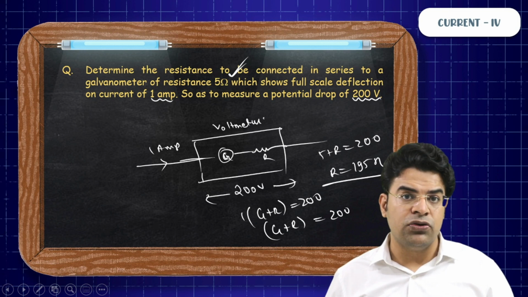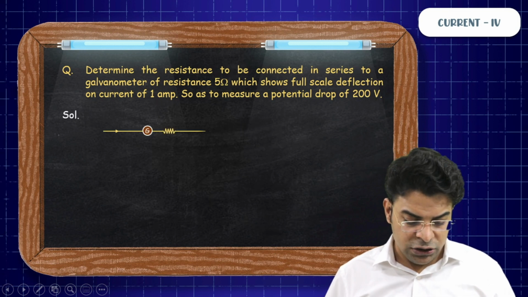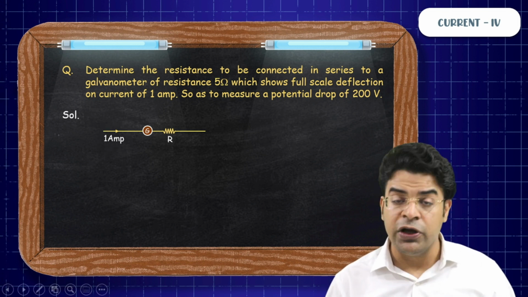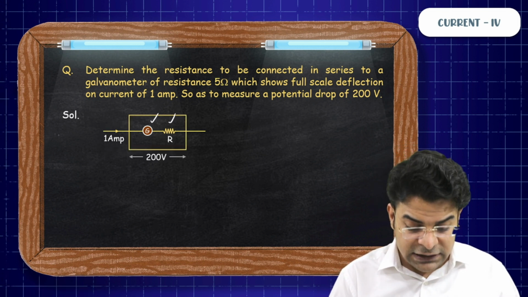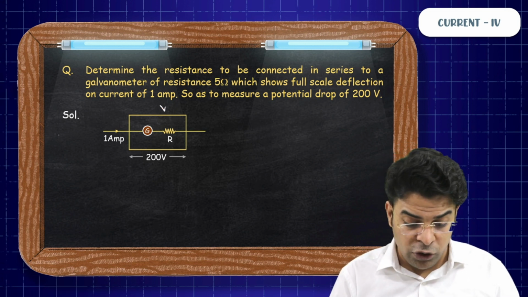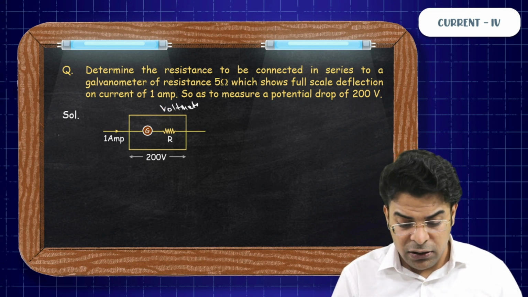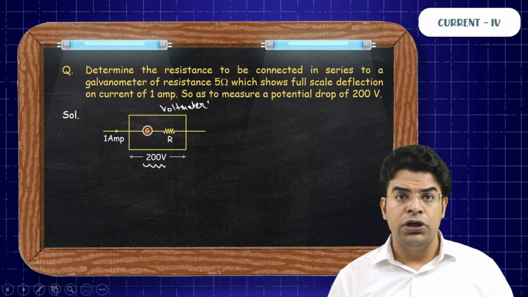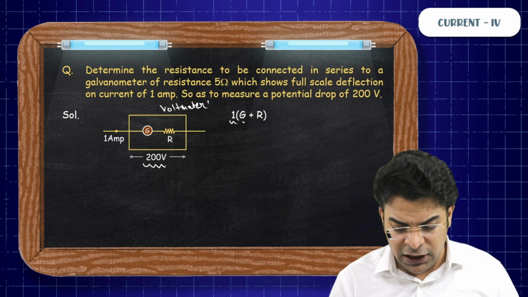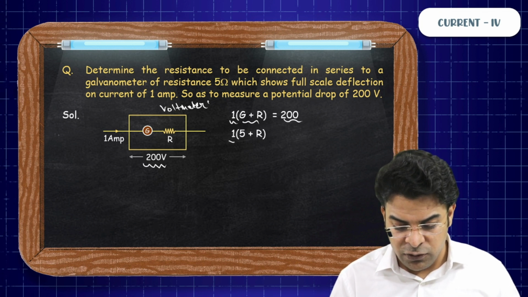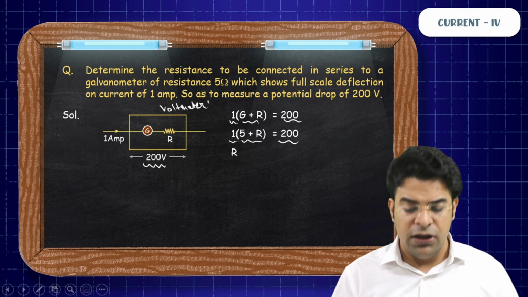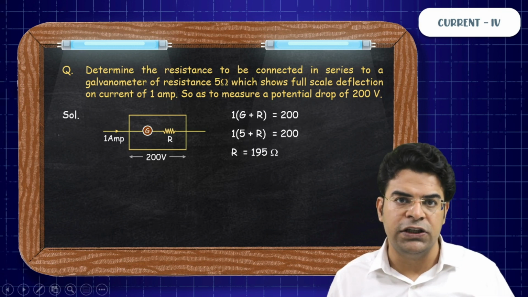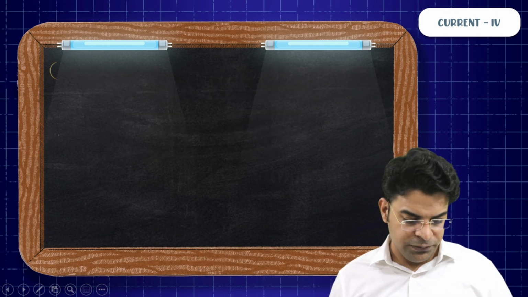So let's see this question once again strategically. You know that through the galvanometer, the maximum current that can flow is 1 ampere. The galvanometer and resistance combination is your voltmeter. And across this voltmeter, you want a potential drop of 200 volt. So you will simply write the equation 1 into G plus R equals 200. So 1 into 5 plus R equals 200, or you will simply say R has to be 195 ohm. Such simple calculations, right? Let's move on.